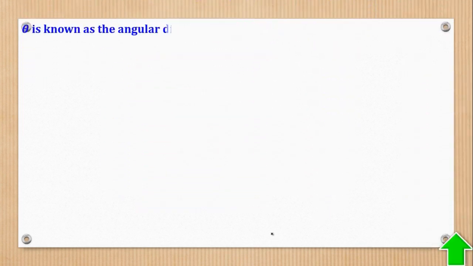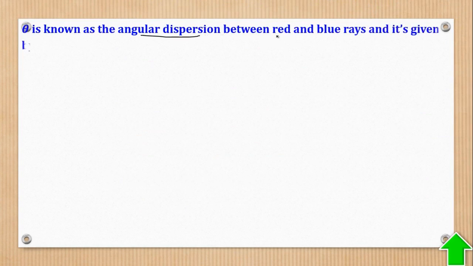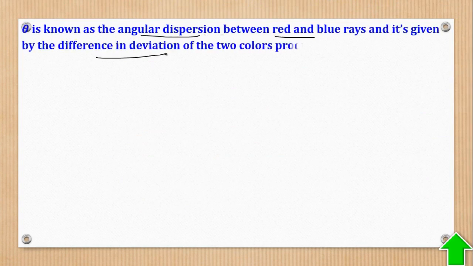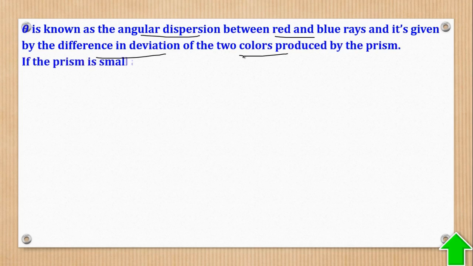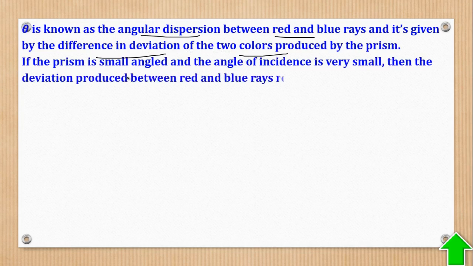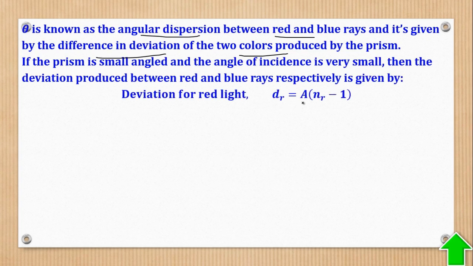So let's talk about that. Theta, angular dispersion between red and blue rays, is given by the difference in the deviation of the two colors. Now the good thing, we said, the prism is a small angled prism, meaning that the deviations can be got using this formula for a small angled prism.